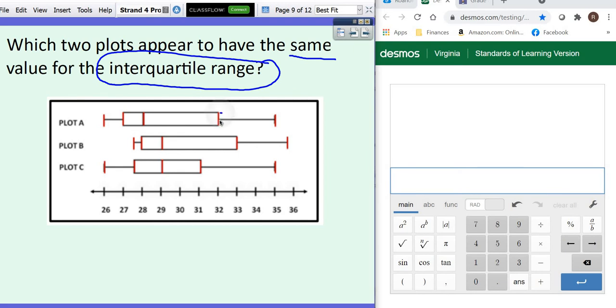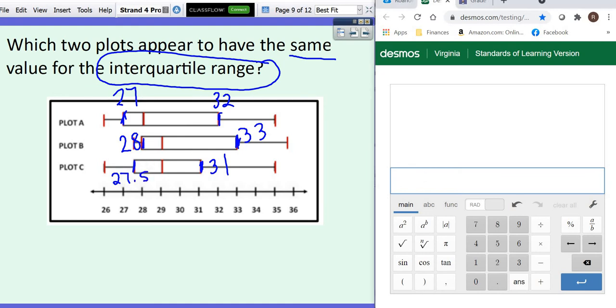So that means we need to know this number and this one, so we can get that. This number and this one, and of course this number and this one, to see which 2 appear to have the same value. Well, if I look down, this looks like a 32 right here, if I go all the way down to the line. And then this looks like a 27. Now this one here looks like a 33, and this looks like, I guess, a 28. This here is a 31, and that here looks like a 27.5 maybe.